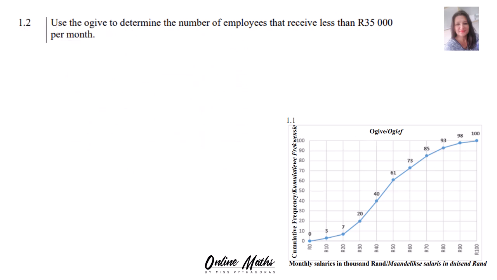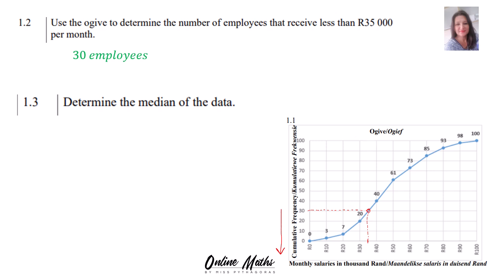Question 2. Use the ogive to determine the number of employees that receive less than 35,000 Rand per month. So now you go on the x-axis to 35, which will be right there in the middle between 30 and 40. Then with your ruler, you go up until it meets the curve, and then you read the amount there. So can you see, less than 35,000 Rand will be 30 employees.